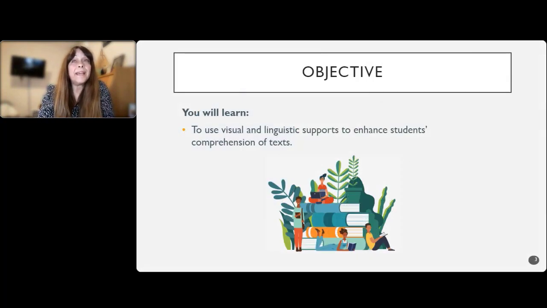Our goal today is to provide you with information that will guide you in using visual and linguistic supports to enhance students' comprehension of text. You may be familiar with some of the information we will be sharing and hope that it will help to validate your use of these strategies so that you can make well-informed, research-based instructional decisions.